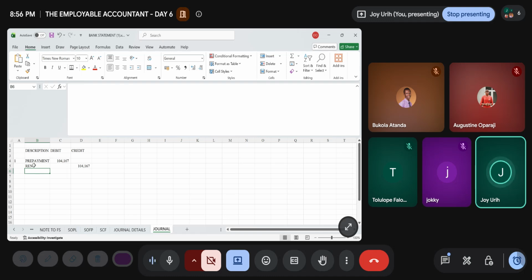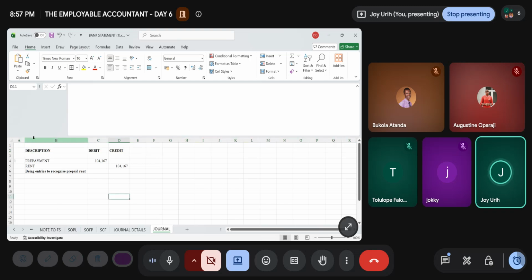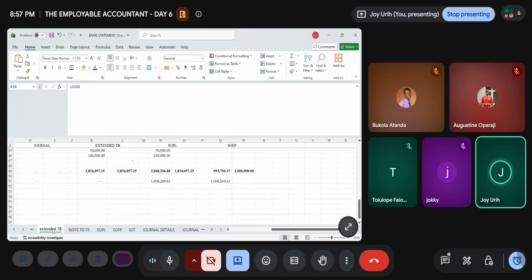So after doing this, you need to put in narration. It is very important that you put in a narration. So we'll put a narration that being entries to recognize prepaid rent. So with this, we are good to go. So the next thing we want to do is to incorporate this in our accounts. So to do this, once you've brought in your journal like this, the next thing you want to do is to go to your extended trial balance.